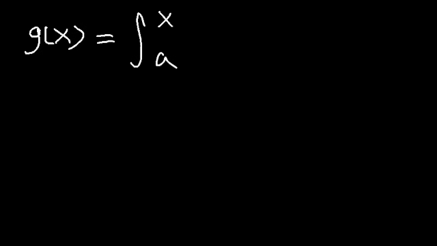In this video, we're going to go over the fundamental theorem of calculus, part 1 and part 2, and we're going to work on some examples. So let's start with part 1. Let's say that g of x is defined as the antiderivative of a to x of f of t dt.